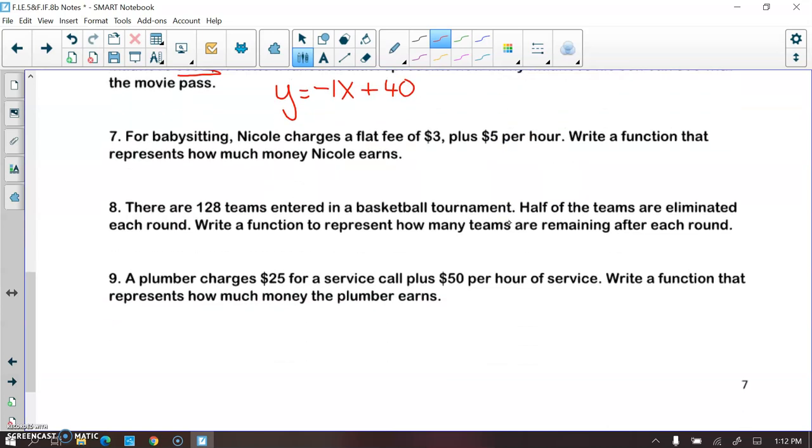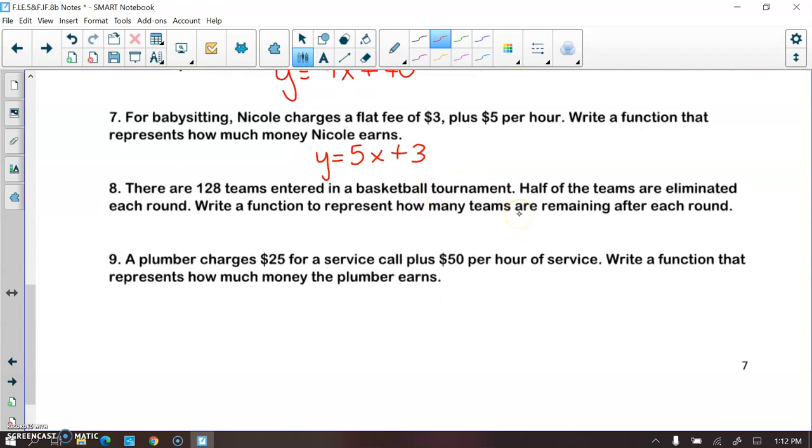Number 7, for babysitting, Nicole charges a flat fee of $3 plus $5 per hour. So she gets the $3, and then every hour she's going to be gaining $5 more. So we're adding $5 more every time. This is linear. What you're adding each time is your slope. We're adding $5 every hour, and we started off with $3 as our flat fee. So this is your correct equation.